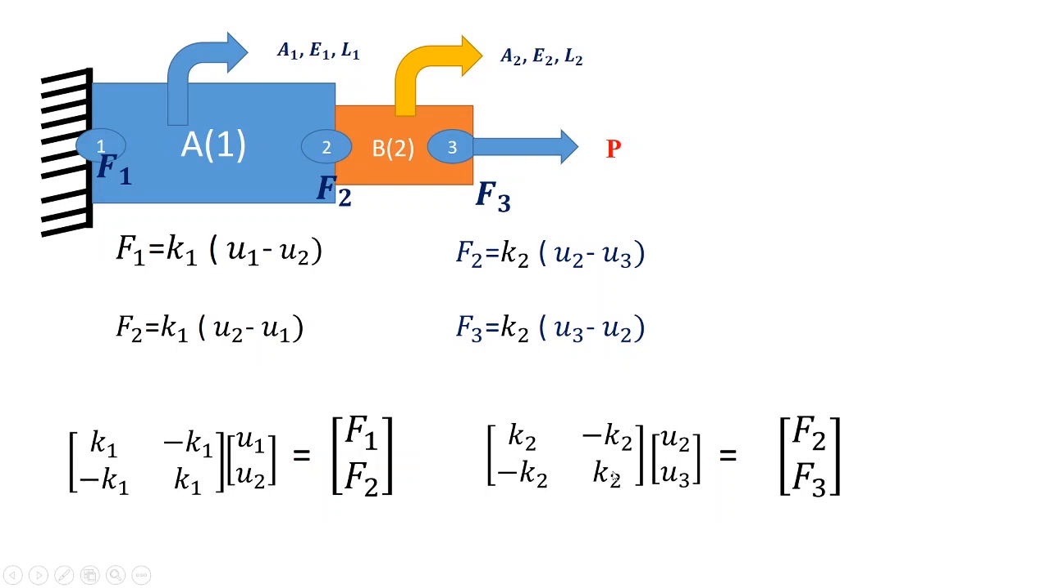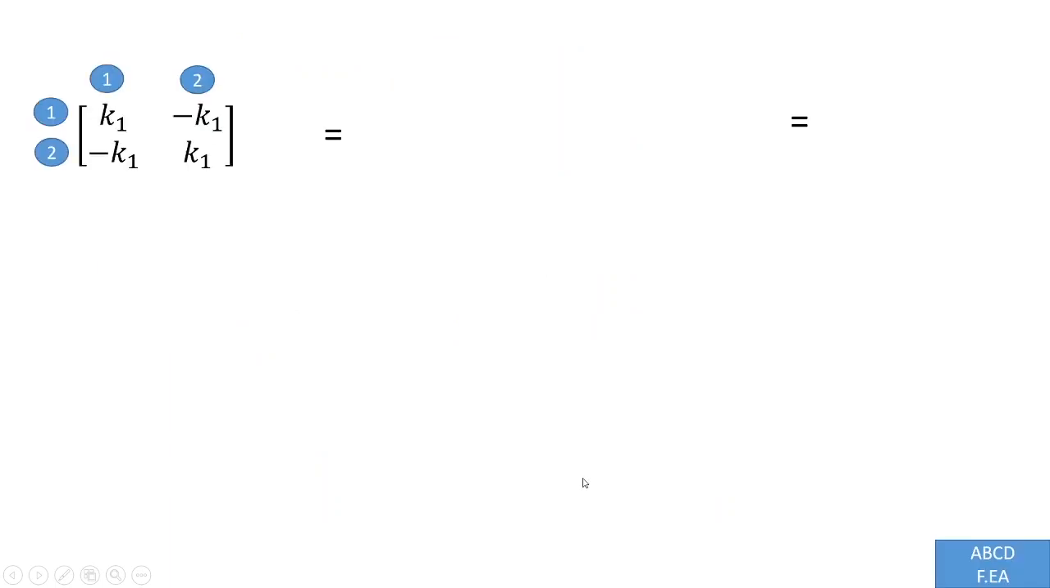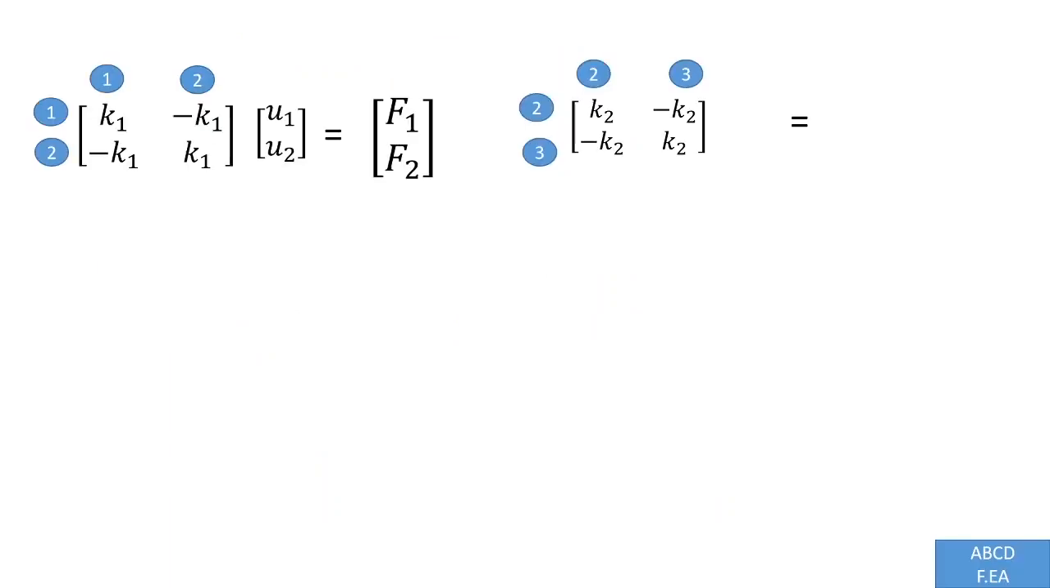Hope this step is clear. So I will show you. What I was telling earlier, this is element 1, this system. This is element 2 system. That's why positive, negative. Similarly, this is for element 2 and this is for element 3. So we got this system. Now this is a 2 cross 2 matrix.